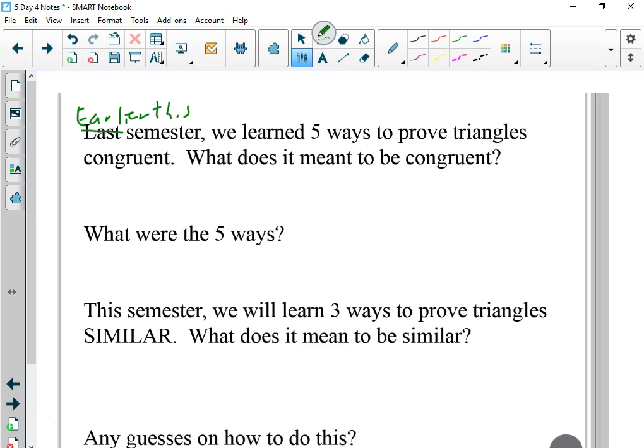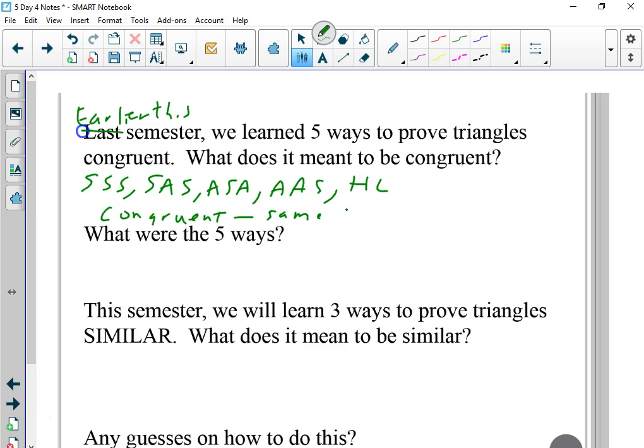Okay, so what were the rules? We learned SSS. We learned SAS. We learned ASA. We learned AAS. And we learned HL. And congruent means same size and shape. Okay?